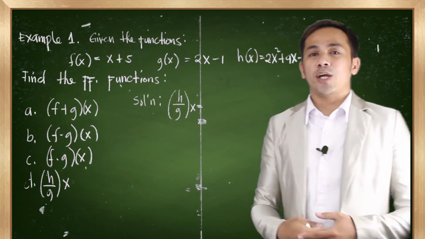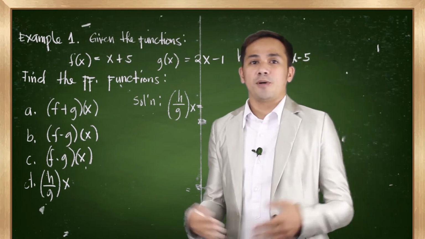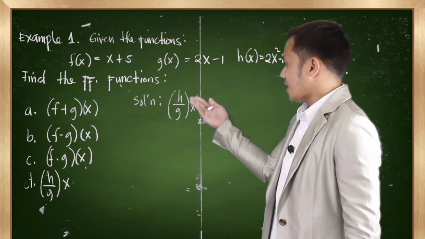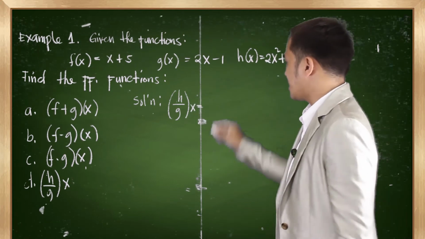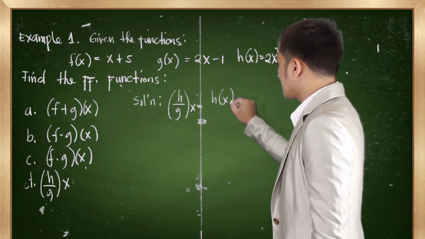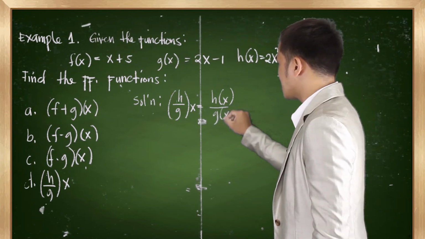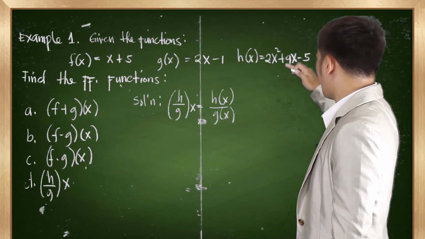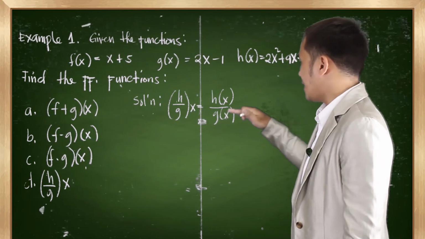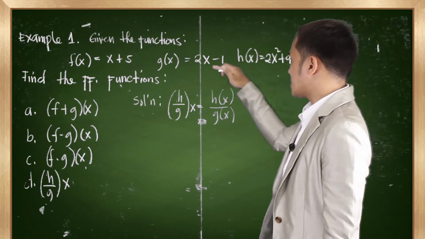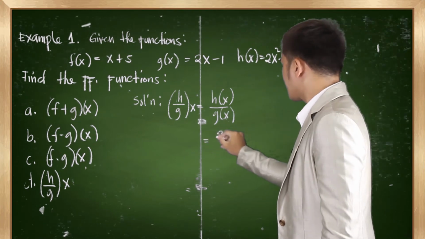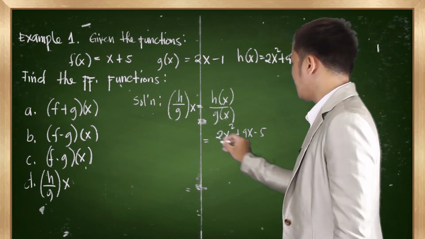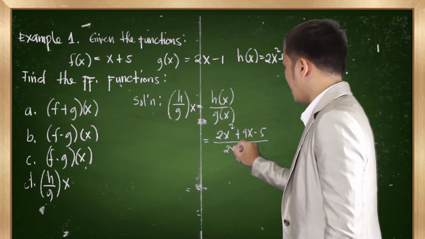For letter D, this is quite difficult compared to the examples A, B, and C. In here, we are going to apply the concept of simplifying rational equations. Here, h over g of x can be written in the form of h of x over the g of x. Since h of x is equal to 2x squared plus 9x minus 5, and the g of x is equal to 2x minus 1, this becomes 2x squared plus 9x minus 5 over 2x minus 1.